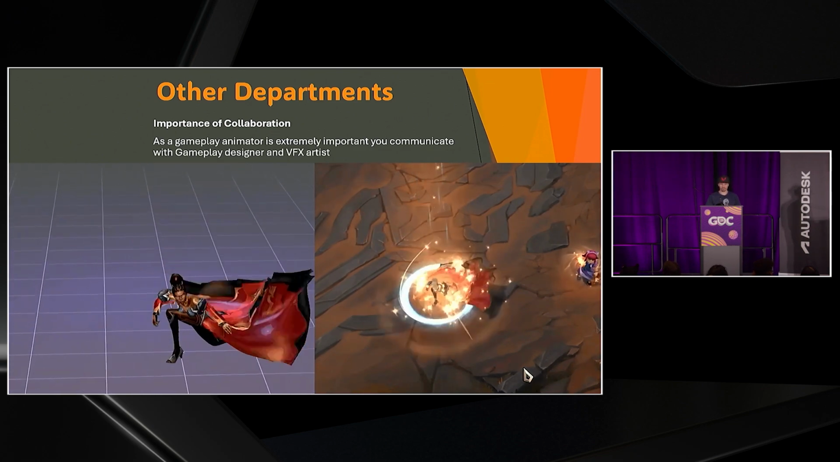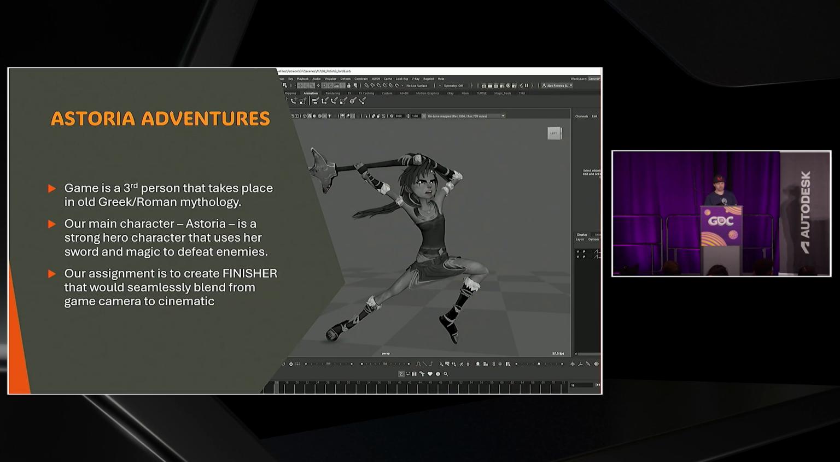That's why I brought this project that I'm doing with Animation Flow called A Story Adventures. This is a third-person game that takes place in old Greek Roman mythology. The main character is Astoria, as you see there, a strong hero character. She uses the sword and magic to defeat the enemies. And the assignment that I want to go over with all of you today is to create a finisher. In gameplay, we're going to press a key, it's going to blend into a cinematic camera, we're going to control this animation and this camera in Maya, and we're going to blend back into gameplay.